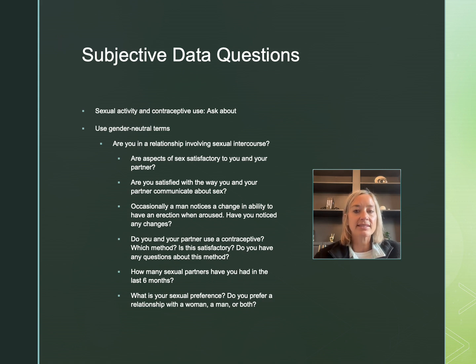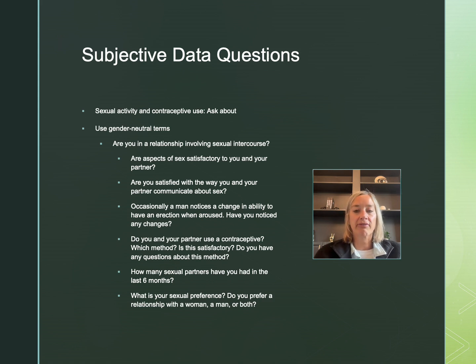If relevant, ask, do you and your partner use contraception? What method do you use? And are you satisfied with it? Also check if they have any questions about their contraceptive method, as proper use and understanding are key to effective contraception. To get a sense of potential exposure to STIs, ask how many sexual partners have you had in the past 6 months. This is straightforward and provides context without making assumptions.